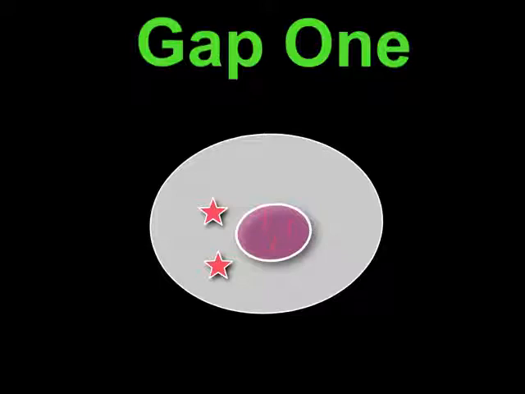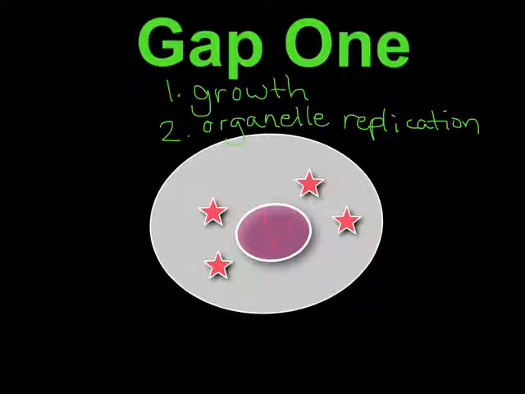So our cell has to grow so that when it makes new cells, they're going to be big enough. The second thing that's going to happen is that our organelles are going to be copied. So our cell is going to copy its organelles so that now it has an extra copy. The whole point of having an extra copy is so that when it makes a new cell, that new cell is going to have its own organelles. So you can see growth and organelle replication are the most important things in this phase.